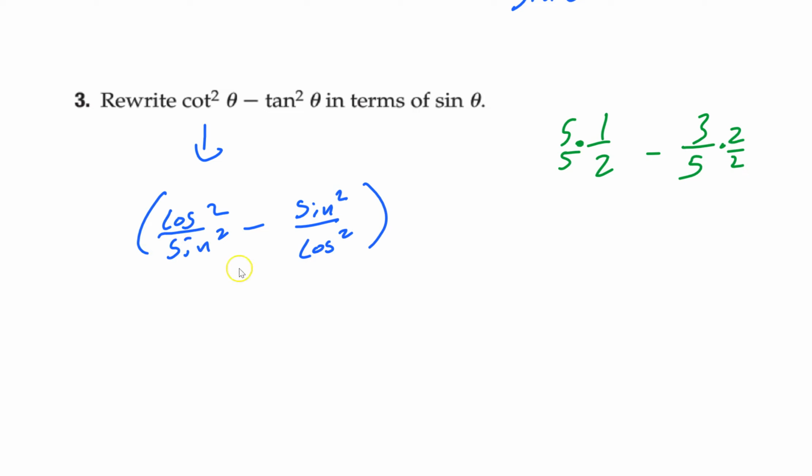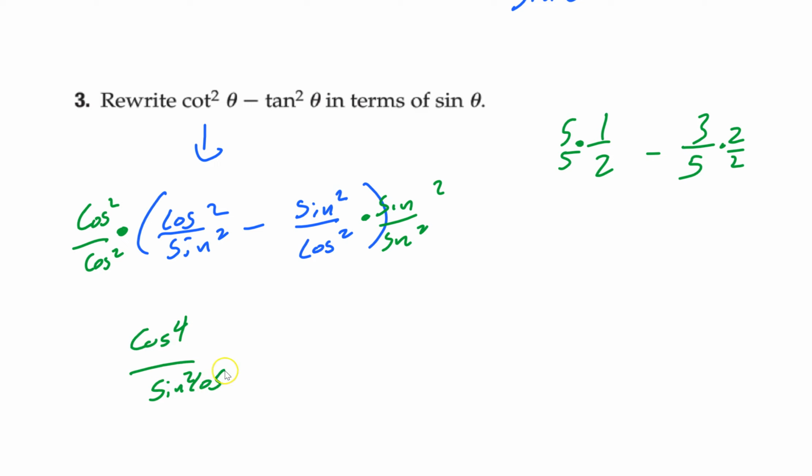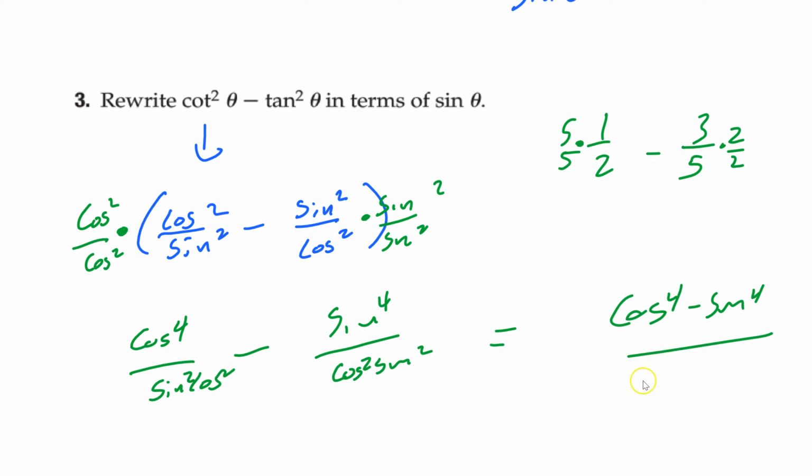Same thing here. This has a sine on the bottom. It needs a cosine. So multiply by cosine over cosine. Multiply this side by sine over sine. So I'm going to get cosine to the 4th over sine squared cosine squared minus sine to the 4th over cosine squared sine squared. Now we can combine them. I get cosine to the 4th minus sine to the 4th all over cosine squared sine squared.